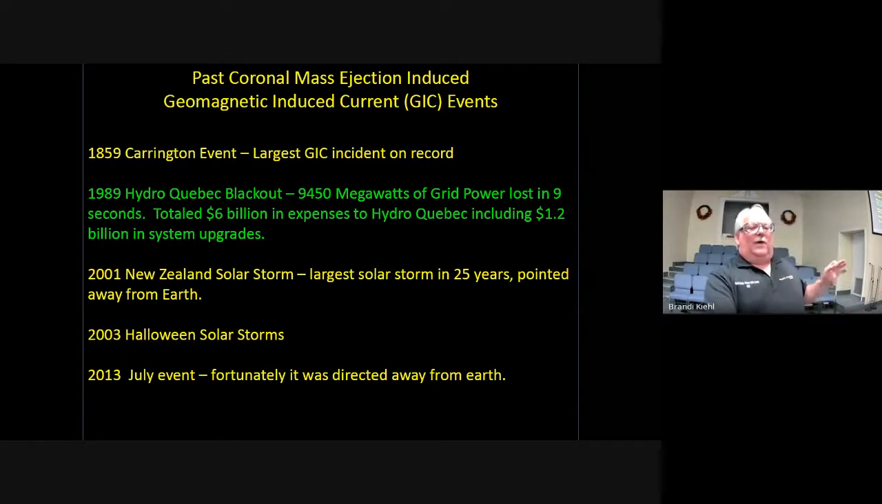The next most famous one was in 1989, where we lost 9,400 megawatts of grid power. In 9 seconds, it was gone. In Canada and northeast U.S. Basically, it destroyed $6 billion worth of equipment. Okay, this is serious business. We had another one a couple of years ago, but that was bigger than that. Fortunately, it blasted off the backside of the sun out to somebody else's problem.